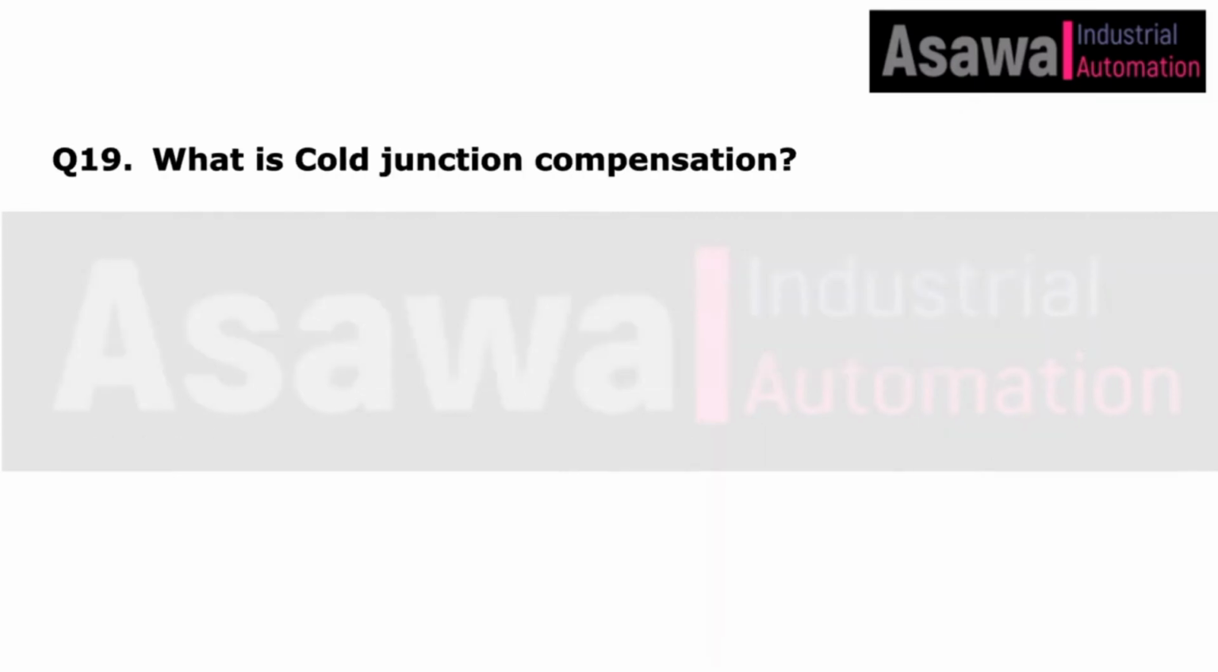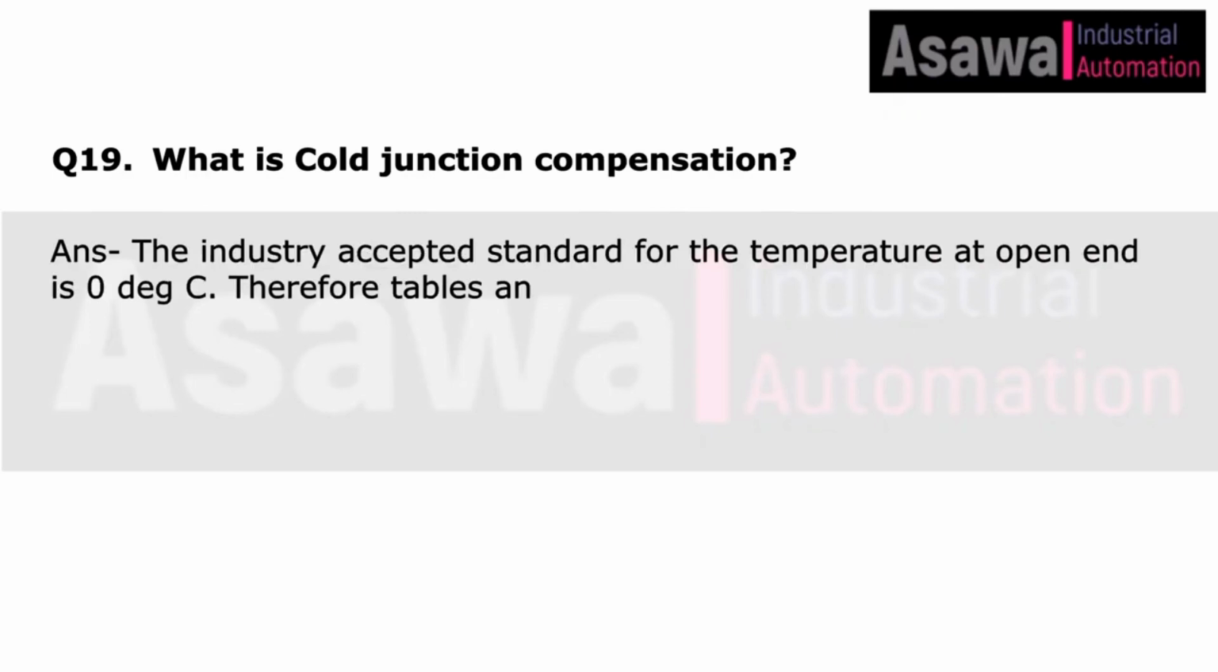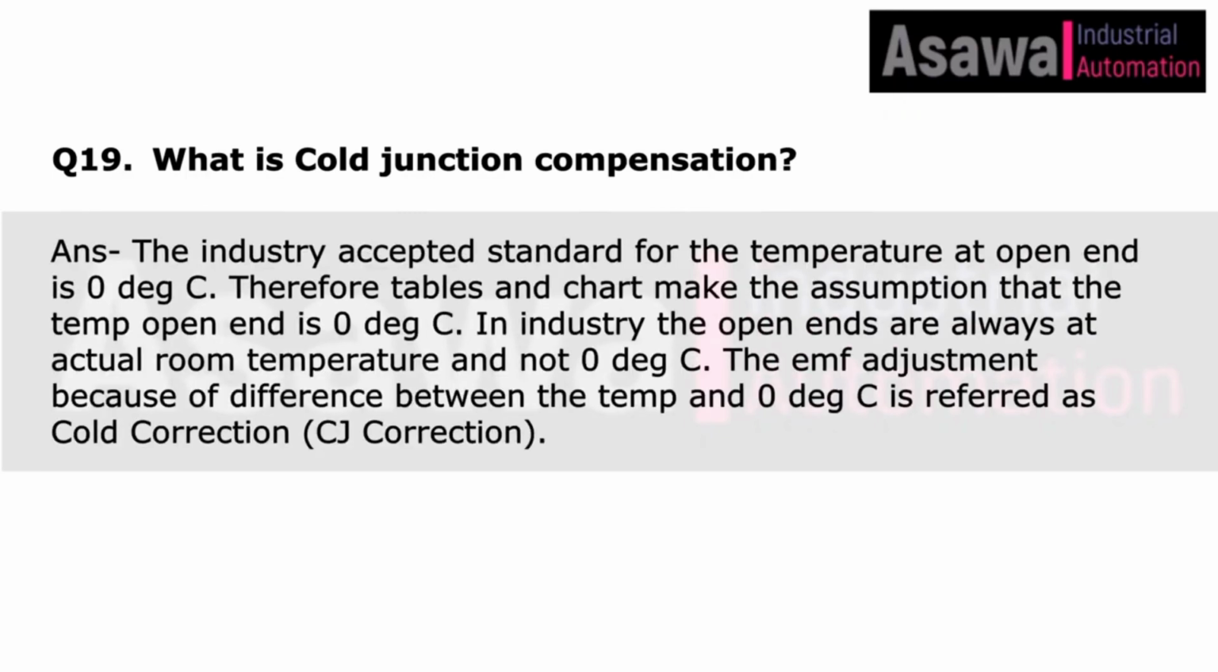Question 19. What is cold junction compensation? The industry accepted standard for the temperature at the open end is 0 degrees Celsius. Therefore, tables and charts make the assumption that the temperature of the open end is 0 degrees Celsius. In industry, the open ends are always at actual room temperature and not 0 degrees Celsius. The EMF adjustment because of the difference between that temperature and 0 degrees Celsius is referred to as cold junction correction, CJ correction.